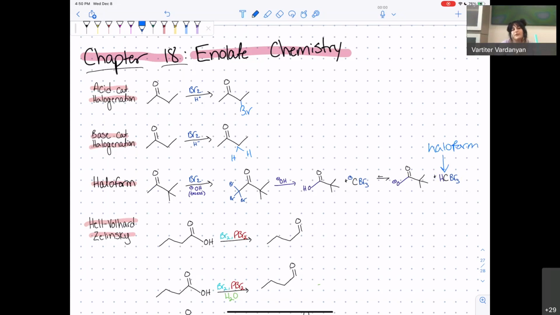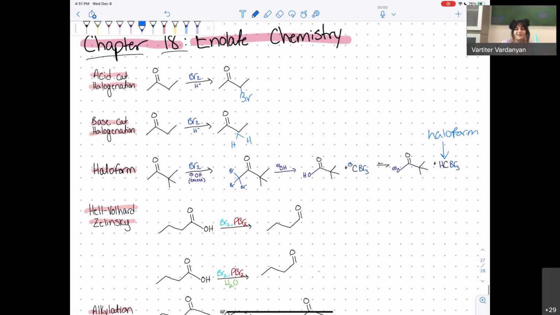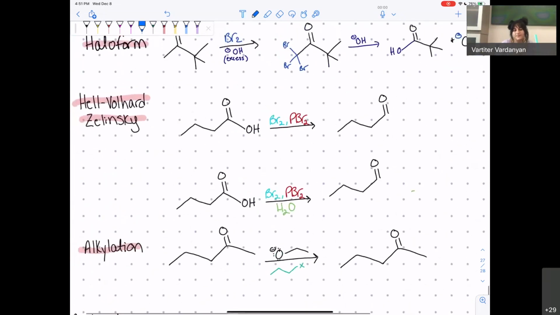The Hell-Volhard-Zelinsky has two different forms. So the form that does not have H2O, all we're doing is replacing OH with Br, and we're putting a Br on the alpha position. If we do have H2O, this becomes an OH again, and we still have a bromine here.